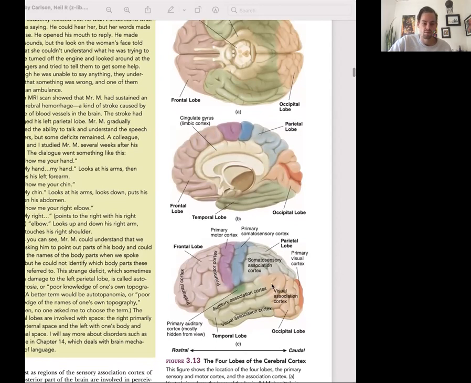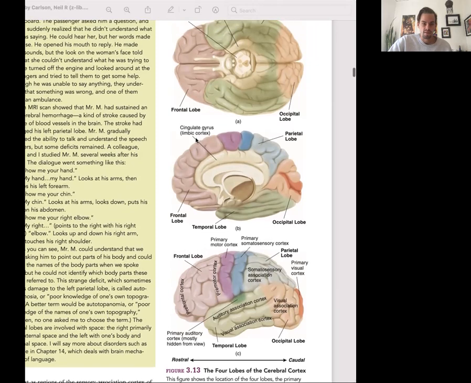See this association cortex here for auditory and visual, somatosensory, and they're largely responsible for the complex processing that goes on between the arrival of input in the primary sensory cortices and the generation of behavior. And then the cingulate gyrus is limbic cortex, which we see down here. And it's an arch-shaped convolution situated just above the corpus callosum.